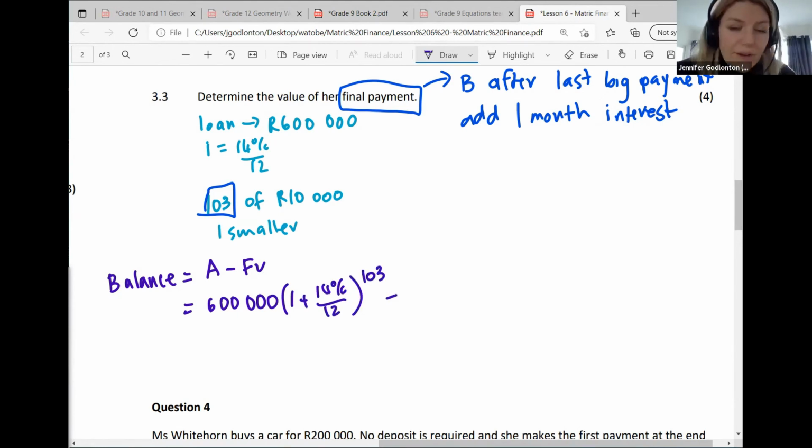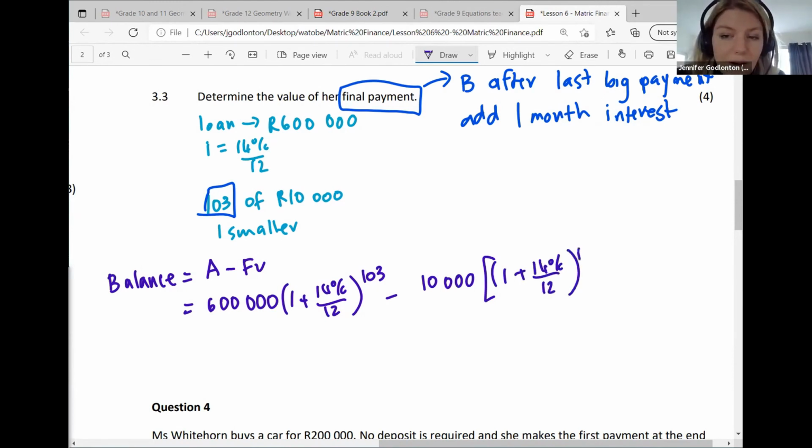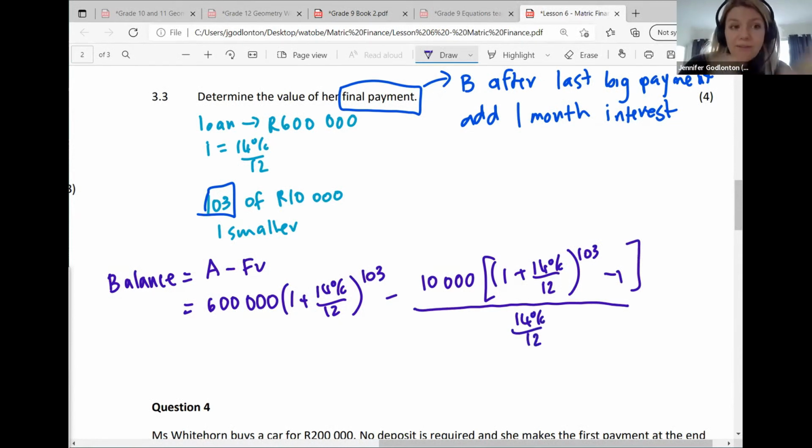Our FV, so I'm now just doing this in one line, okay? But obviously you can do them separately, don't panic. Our FV, our X value was 10,000 Rand, that's what she's paying each month. One plus 14% over 12, again to the power of 103 minus one, all over 14% over 12. I've just done it in one line. You could definitely do it as A, FV, and then subtract, that's fine. I like to do it in one line like this because then I don't make mistakes with my decimals when I subtract, but it's a personal preference. You don't have to do that.